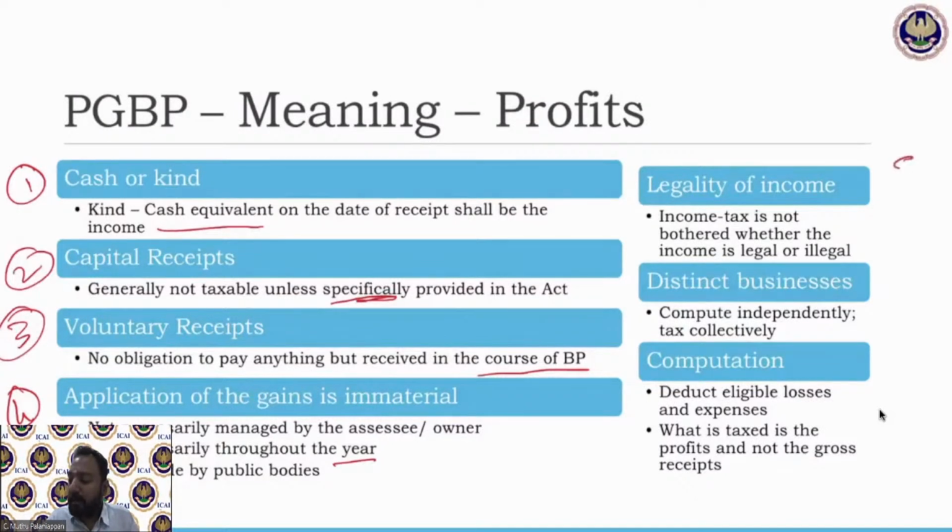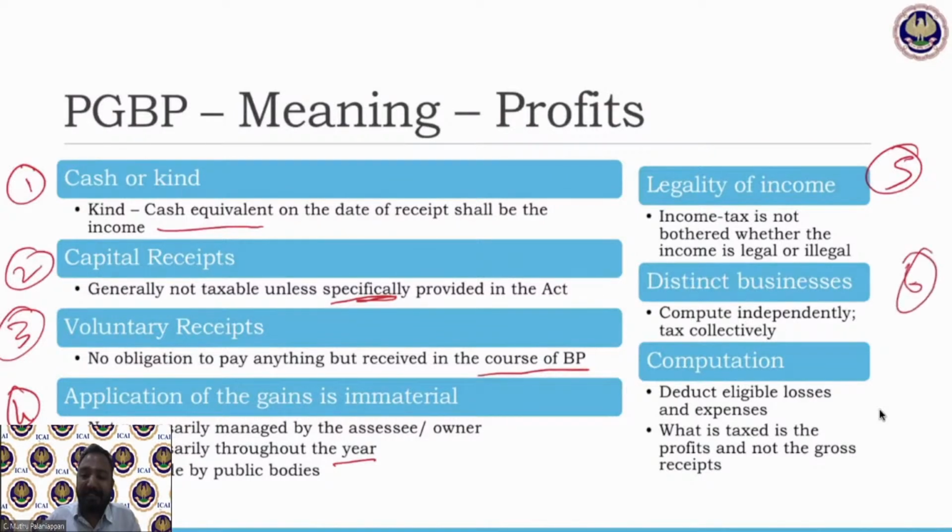The fifth is legality of income. Income tax is not bothered about whether the income is legal or illegal, because it doesn't matter. Even a smuggler should still pay income tax, because though it is illegal, it is liable to income tax. Of course, the smuggler is not going to report his income, so it's like black money, but when identified, he is supposed to pay taxes. So that's the fifth concept.